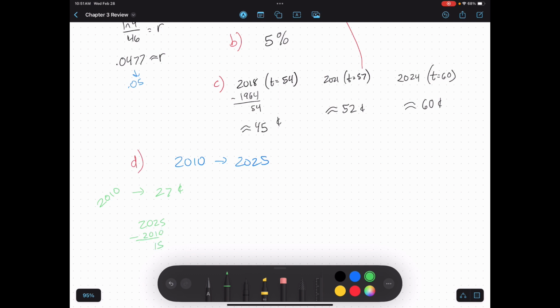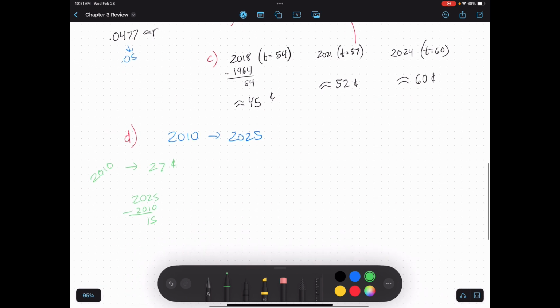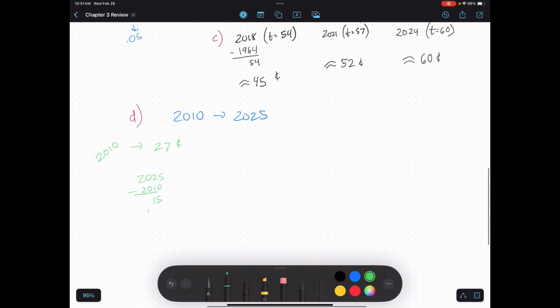But that doesn't count 2010. So we have to be careful. If I just do that, it does not count 2010. So I'm going to add one more year in order to count 2010. So there's 16 years' worth. And if you're confused about that, count it out on your fingers. Start with 2010 and then 2025, and you'll see that it's actually 16. So 16 years are passing.